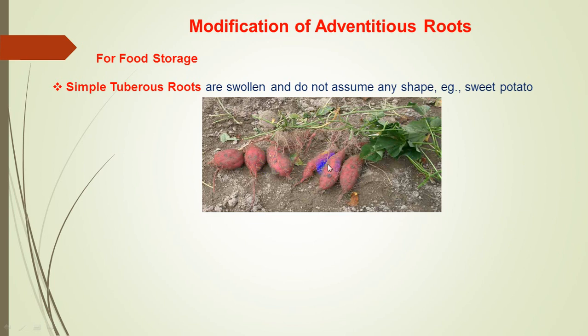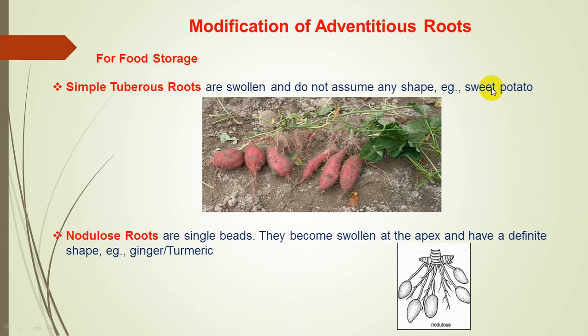You can see over here, these roots have no specific shape. They can either be elongated, tuberous, or round, somehow round in shape. Example is sweet potato. The next type is the nodulous roots.